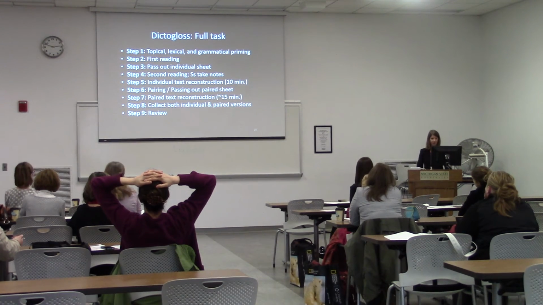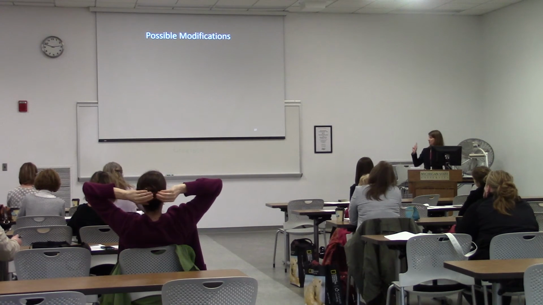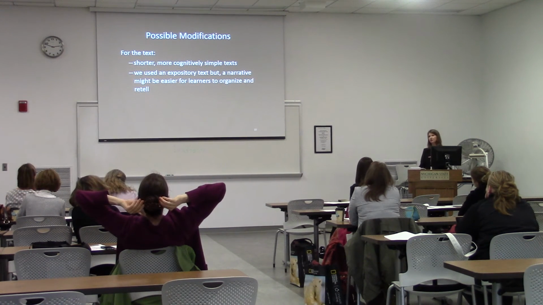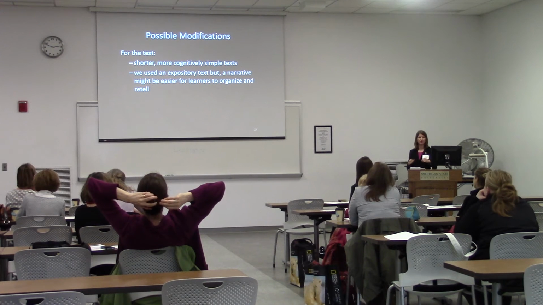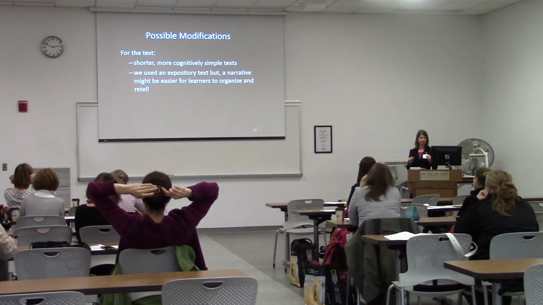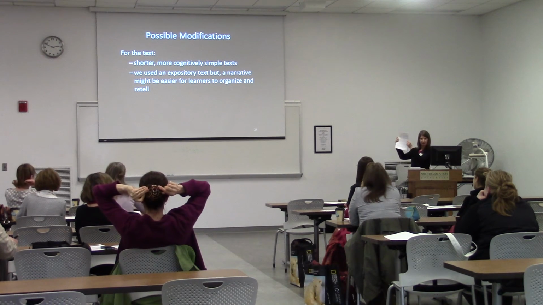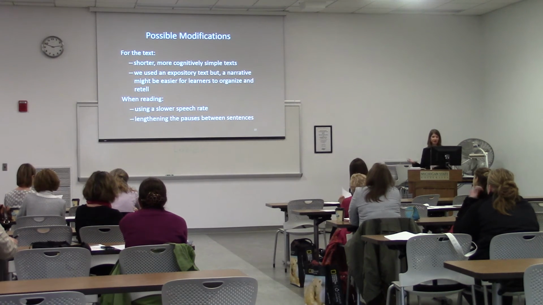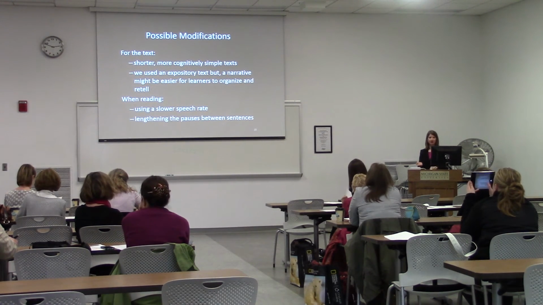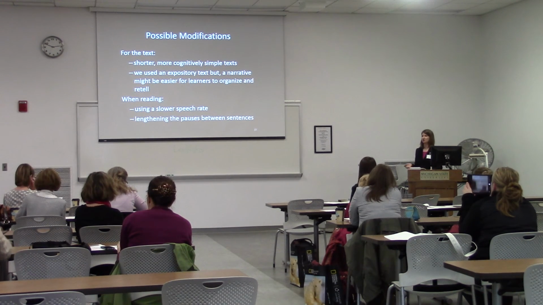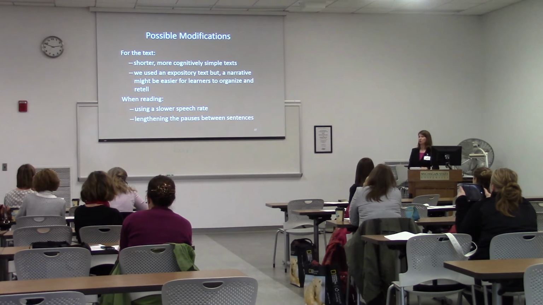Okay, so now I want to move on to, actually I referred to the fact that I was going to talk about this. So for the text itself, if you want to adjust it for your students, you can think about using shorter, more cognitively simple texts, shorter sentences, certainly probably less complex than the example I've given you today. And also, again, as I said, when you're reading, to speak at a slower speech rate and or put longer pauses between sentences. I'm really an advocate of the second one especially. I think that allows your students' brain to catch up.